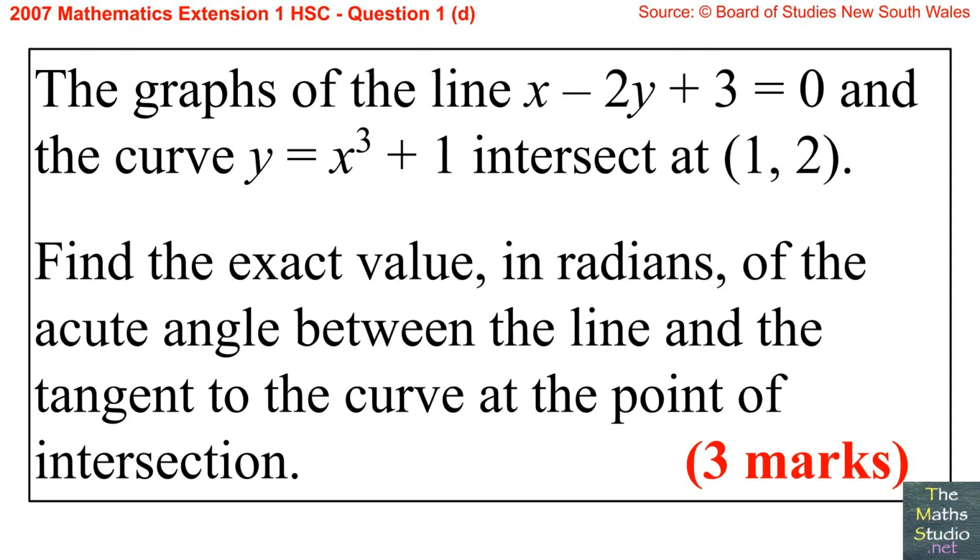Question 1, Part D. The graphs of the line x minus 2y plus 3 equals 0 and the curve y equals x cubed plus 1 intersect at (1, 2). Find the exact value in radians of the acute angle between the line and the tangent to the curve at the point of intersection.